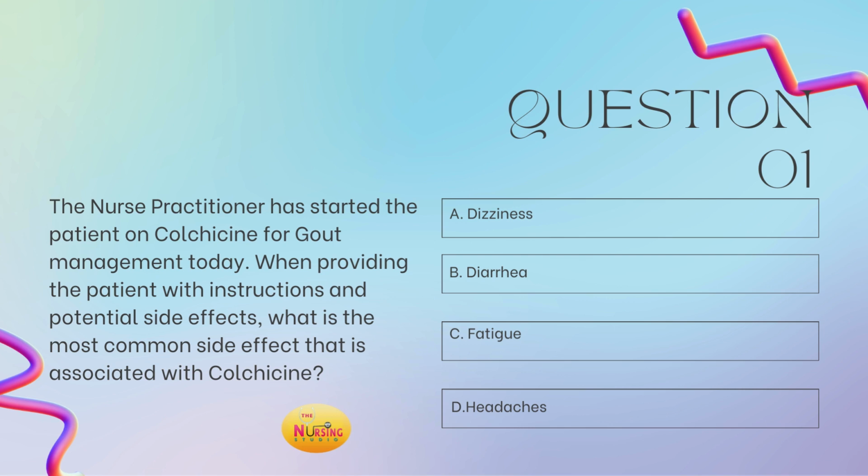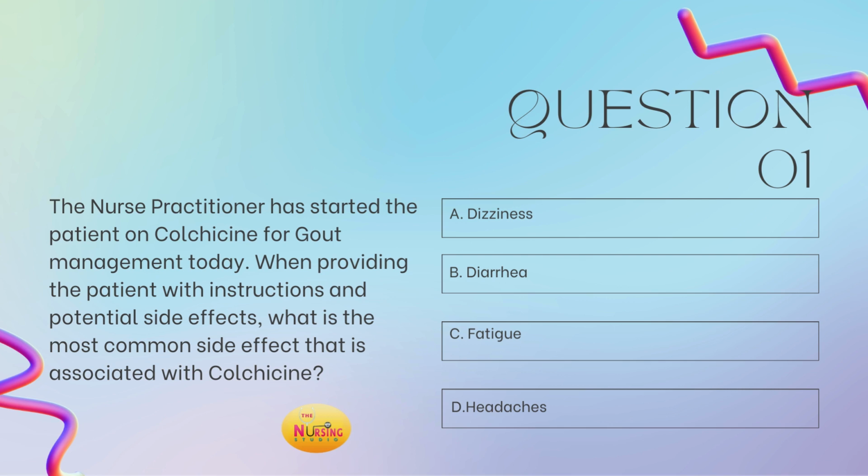All right, you guys, I always recommend reading the stem of the question first so it allows you to slow down to ensure that you're answering what is even being asked. So here, the stem of the question states, when providing the patient with instructions and potential side effects, what is the most common side effect that is associated with colchicine? So here, the stem of the question is the question. You really don't need to do anything more. The nurse practitioner has prescribed colchicine, or is planning to prescribe that now for the management of gout. And so she's giving the instructions. So, what is the most common side effect of colchicine?